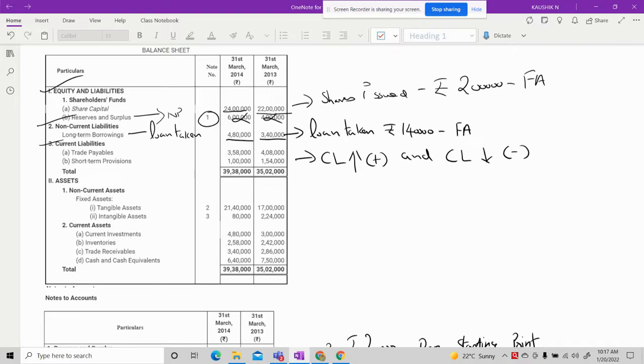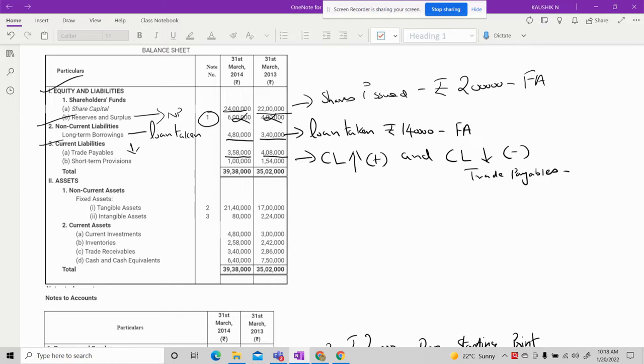So in this concept, let's see what is given for trade payables. Trade payable was earlier 4 lakh 8,000, but now it is given as 3 lakh 58,000. You got the concept? That means your trade payables has come down, so current liability decreases. How much is the value? Calculate and tell me the value.